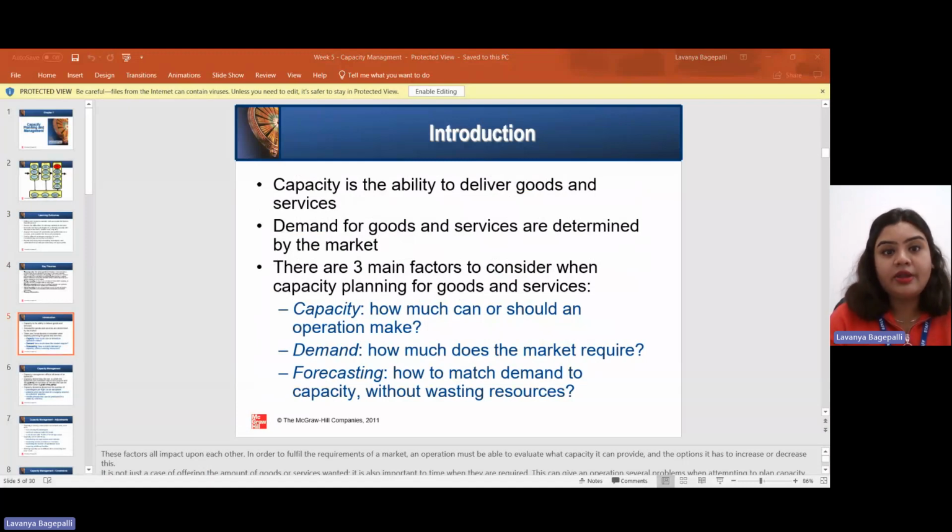Also, let me tell you the concept of capacity management. It is a very critical aspect of any business operation because it impacts various areas of an operation. It determines how quickly inputs can be transformed into outputs and the quantity of products or services that can be delivered in a specific time frame. So let me give you an example of how capacity decisions affect different operations in a business.